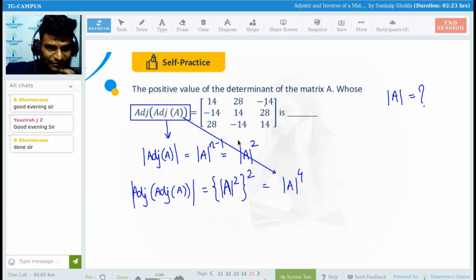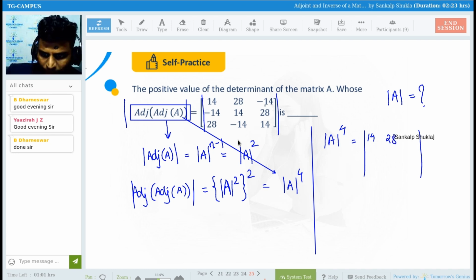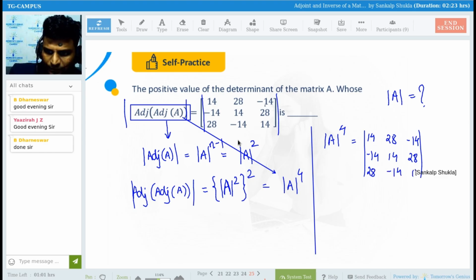Okay. But here it is written that adjoint of adjoint A is a matrix, not a determinant. So what we can do is take determinant on both sides. Wait, I'll draw a line over here. Yes. So now this will become mod A raised to the power 4 is equal to mod of this whole matrix: 14, 28, minus 14; minus 14, 14, 28; 28, minus 14, 14.